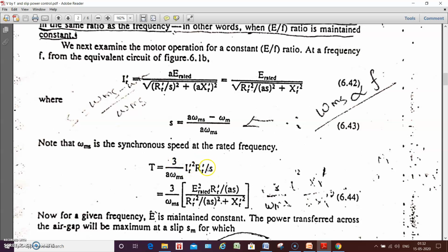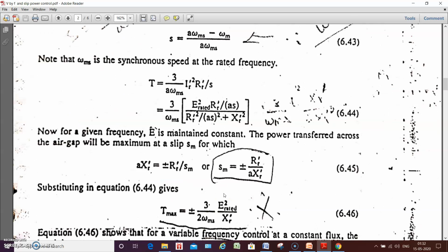Okay, so that is slip. Actually, this is the air gap power, or power available in the air gap, or rotor input power, or stator output power. Okay. By a times omega ms here, because it is a variable frequency control. It is a three-phase induction motor. So now we are substituting the equation for current from this particular equation. So you get this as the torque equation of the induction motor, and then for the condition to get the maximum torque, we will be deriving.